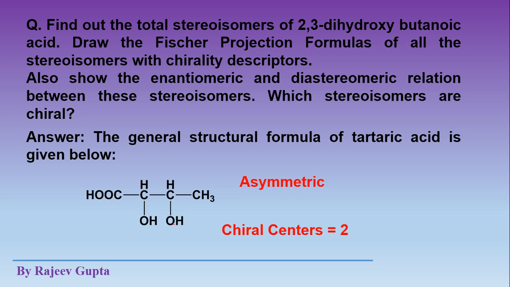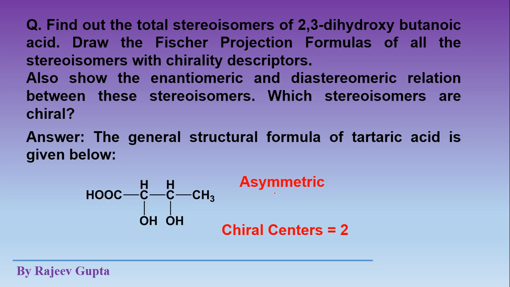2,3-dihydroxybutanoic acid. This is a simple structural formula of this given compound. You can put this molecule in any type of arrangement, and you observe that it is always asymmetric. You cannot make any structure of it which could be symmetric, so it is always asymmetric.